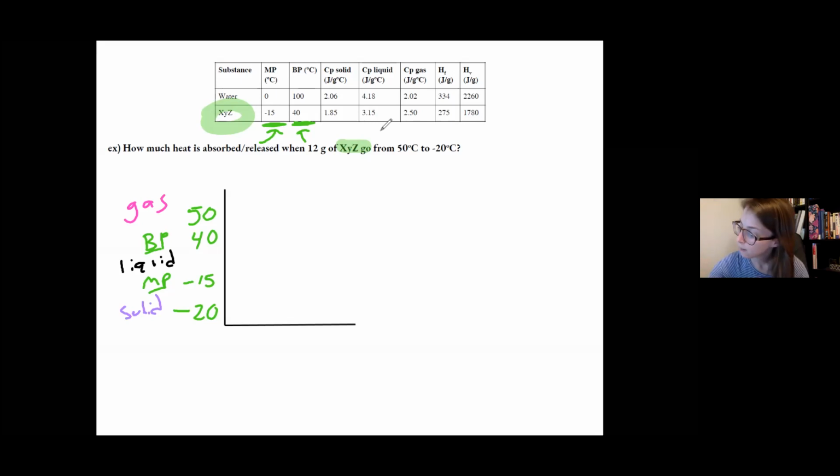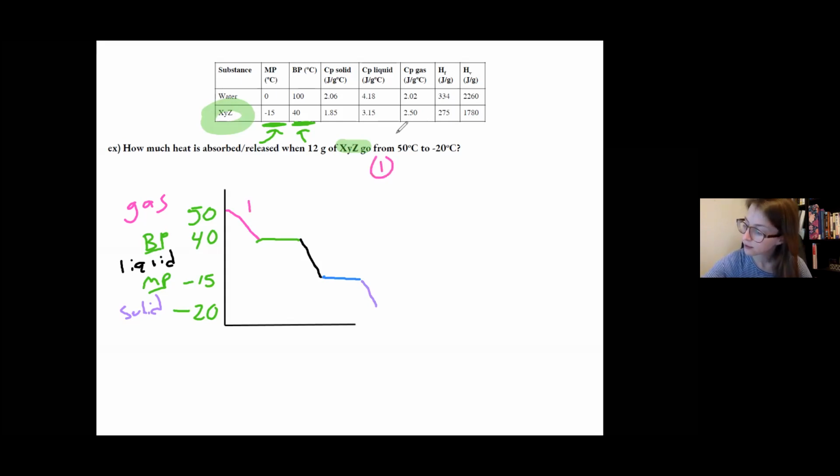So my graph: we cool the gas down to the boiling point. Then we, opposite of boil it, condense it. Now it's a liquid that we can cool to the melting point, which we can then freeze. And then we can cool that solid even further. So this would be 5 steps.